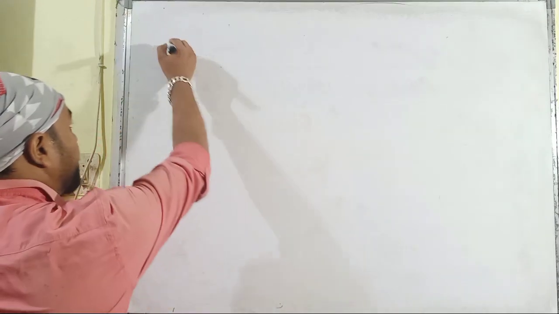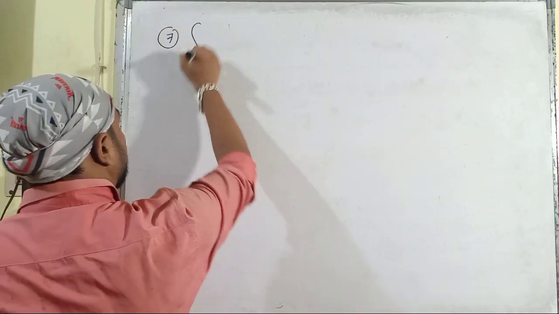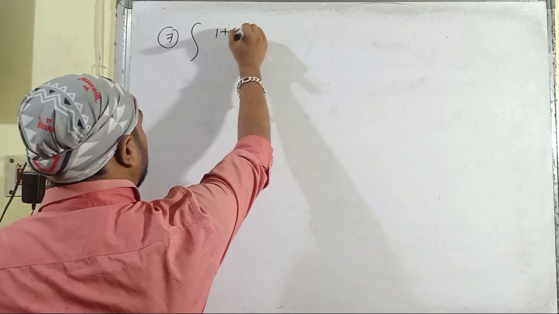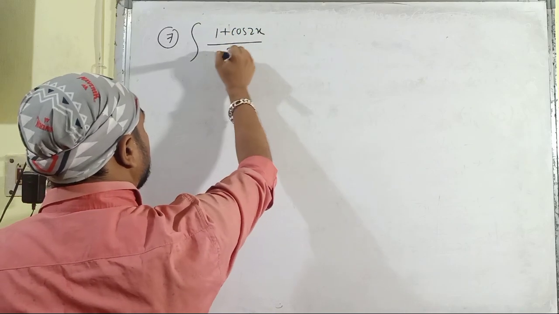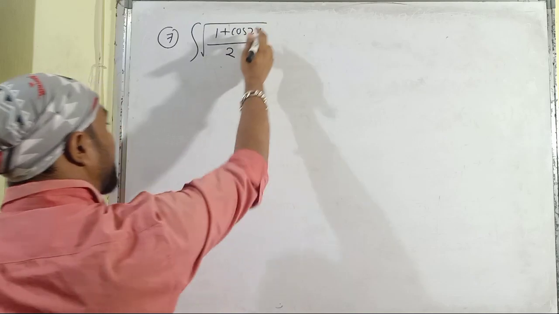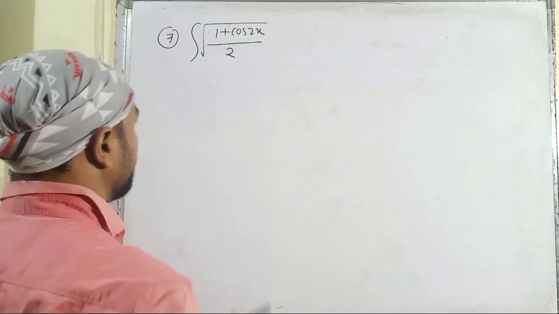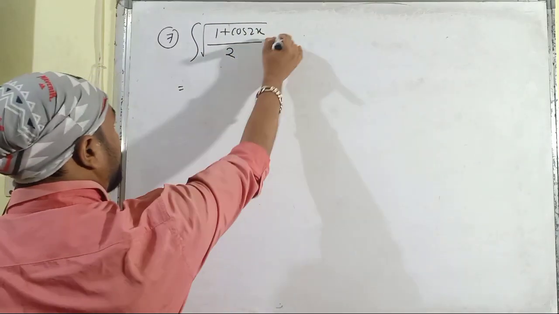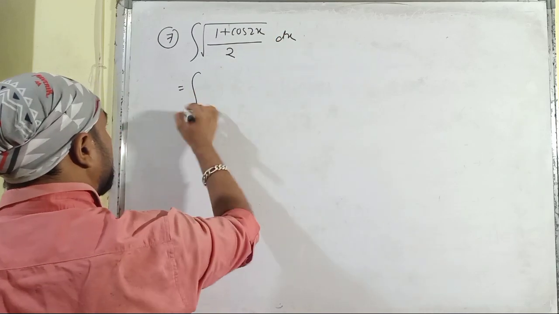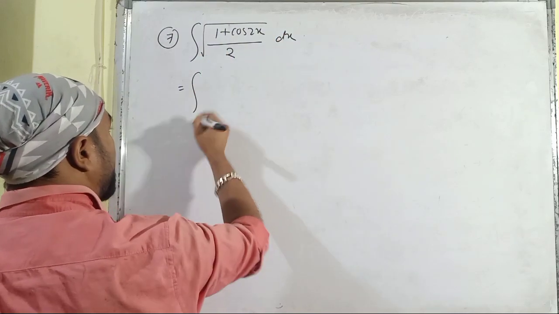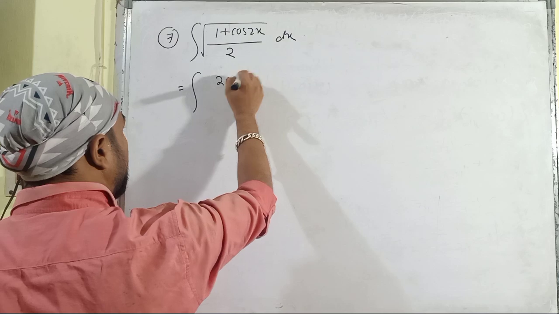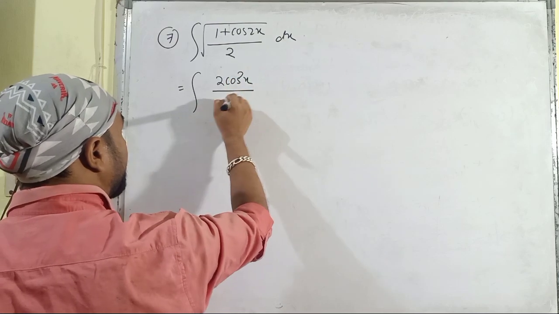Then problem number 7, integral of square root of 1 plus cos 2x divided by 2 with respect to x. Then the value of 1 plus cos 2x is 2 cos square x, divided by 2.